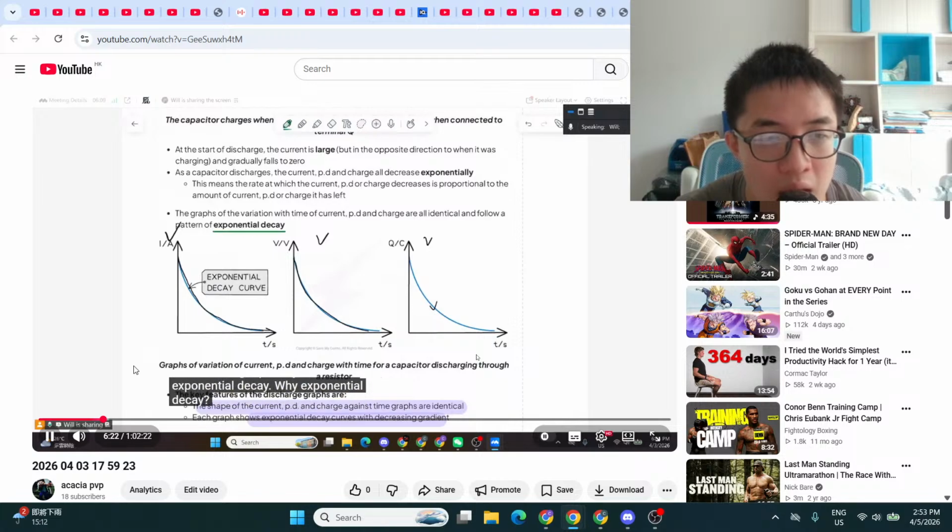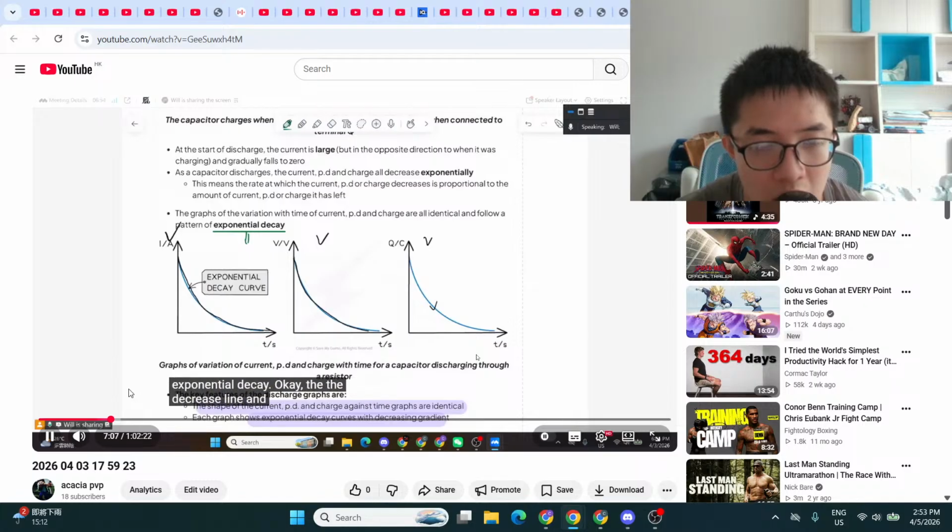Why exponential decay? Last lesson I told you, and you asked me the same question. Why do the three graphs all show exponential decay? Think about it. Because it's discharging, the voltage will decrease and the charge will decrease. Because they are discharging, the shape is approximately an exponential decay, a decreasing line.